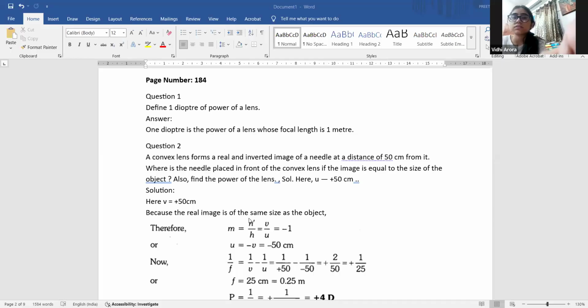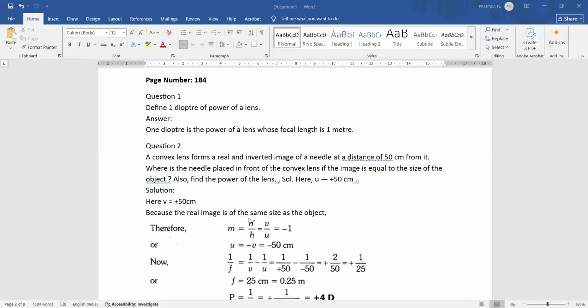Image distance. Kids, because they are telling you that a convex lens forms the real and inverted image at a distance of 50 centimeter. अब क्योंकि real और inverted image है, तो convex के case में it is always on the right hand side. तो positive ही लेंगे हम उसको and that is actually your V instead of calling it as U. All right. So it is 50 centimeter.